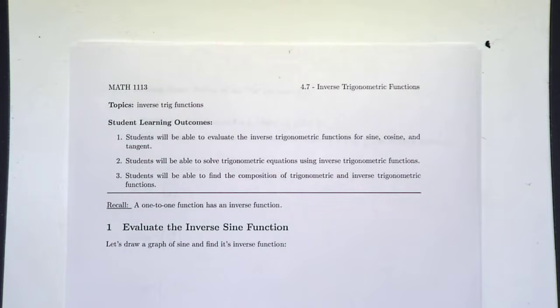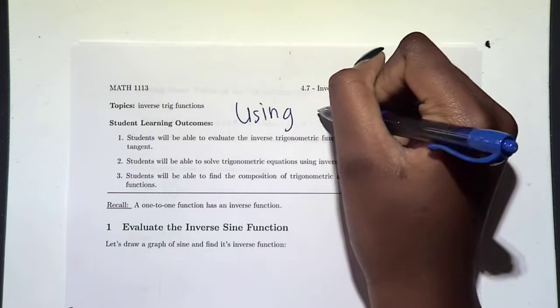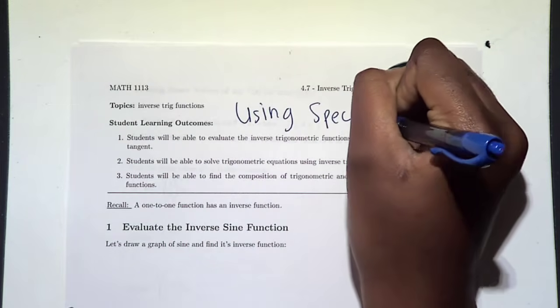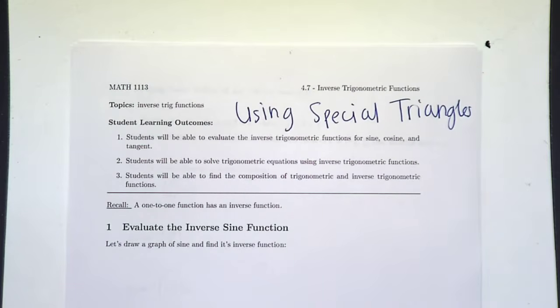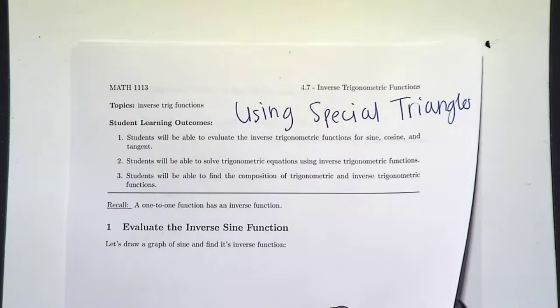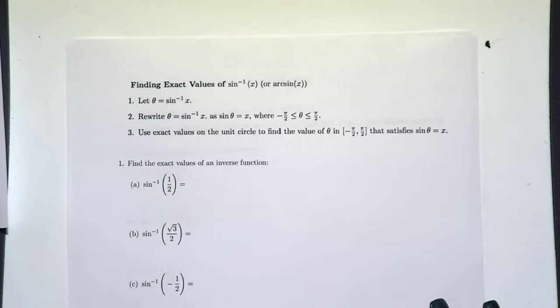All right, so before you watch this video, make sure that you have watched how to evaluate inverse trig functions using the unit circle. Here, I'm just going to talk about using special triangles. I'm not going to provide any extra explanations like I did in my previous video, so make sure that you're good with those. So I'm going to jump straight to the next page.